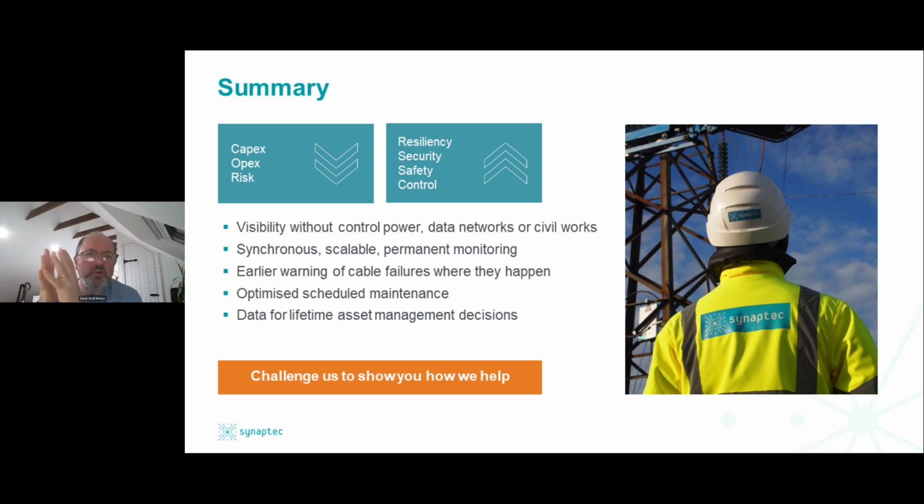So our technology is very useful for either fundamentally reducing the capital cost of instrumentation or putting visibility and control into locations that were not possible before.